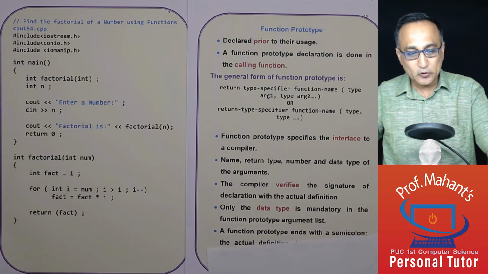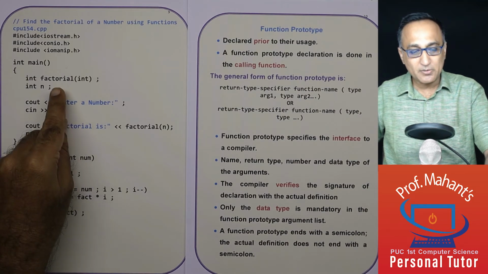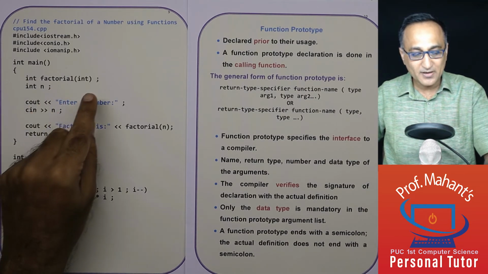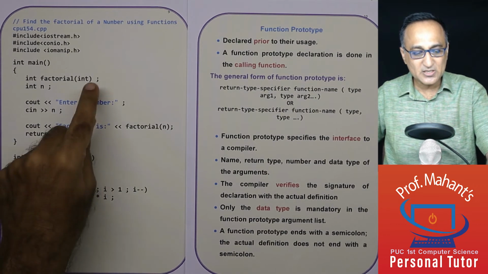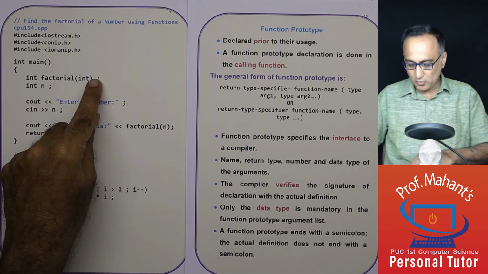The name of the variable is optional. A function prototype is like a declaration of a variable, so it must end with a semicolon, whereas a function definition does not end with a semicolon. So notice these two differences. It's ending with a semicolon. Here there is no semicolon.